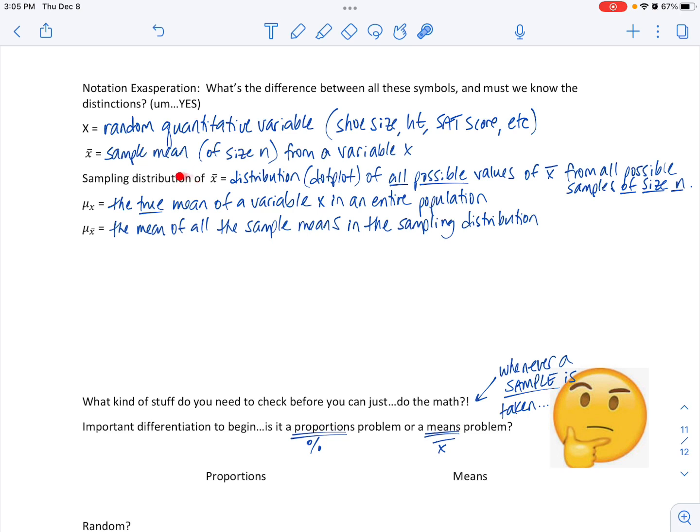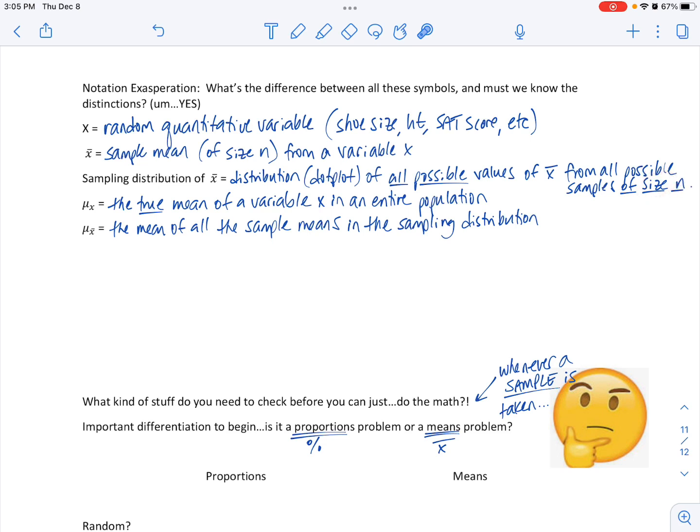So the sampling distribution, what is that by definition? That is the title of this chapter. The sampling distribution of X bar, and yes, we could also talk about P hat. That just means that we're sampling and coming up with a percentage or a proportion of a certain something that we're measuring for the sample. But the sampling distribution is a distribution. It's a dot plot.